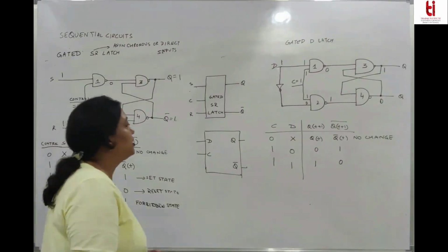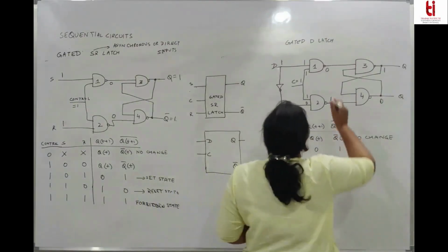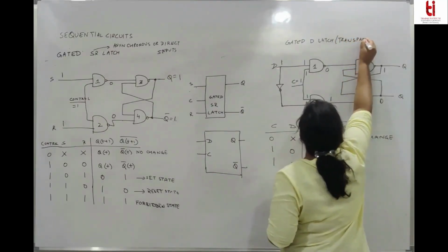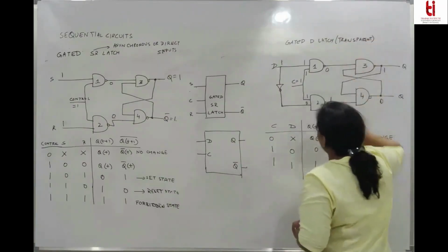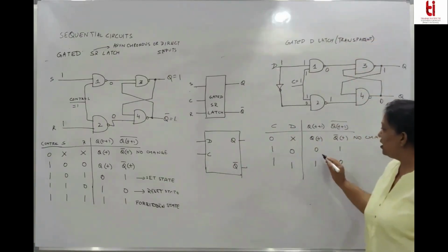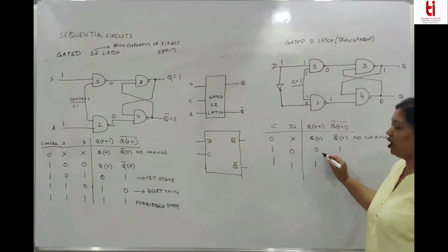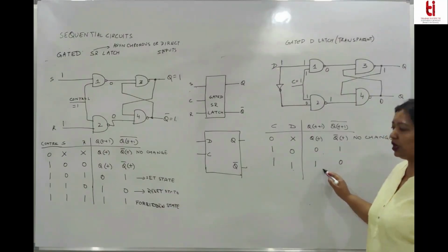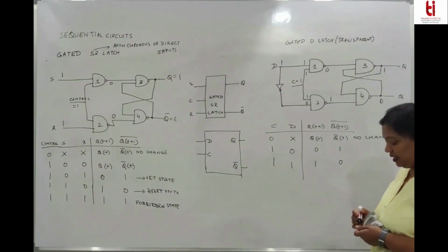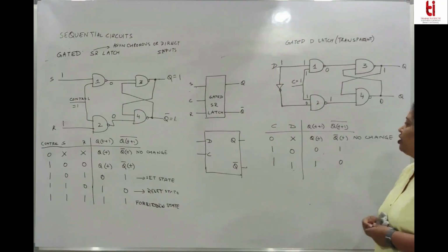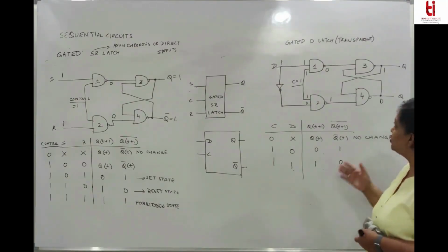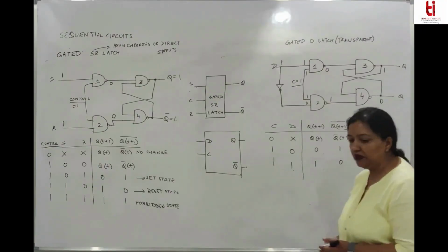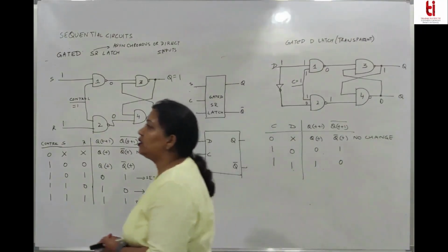It is also called a transparent latch because it's transparent. Whatever is at the input will be at the output. If input D is 0, output is 0. So it's transparent. When input D is 1, output is 1. So whenever a control signal is high or control is active, your output is the same as the input. So it is also called a transparent latch. It just stores the data and gives you the same data. So in the next class, we will be talking about the flip-flops.